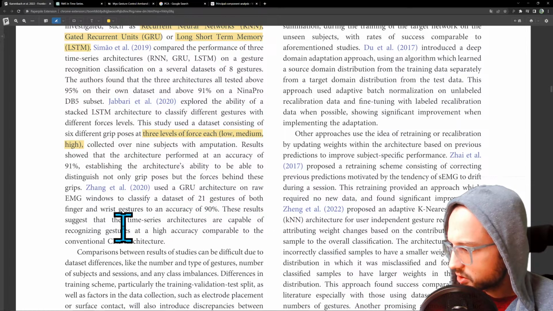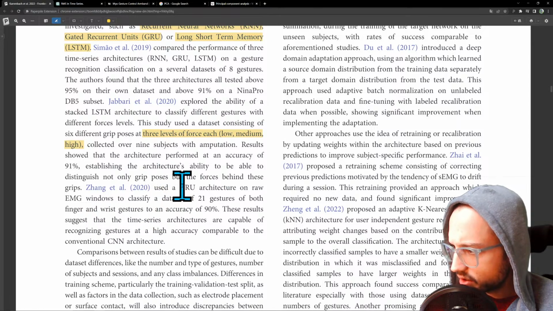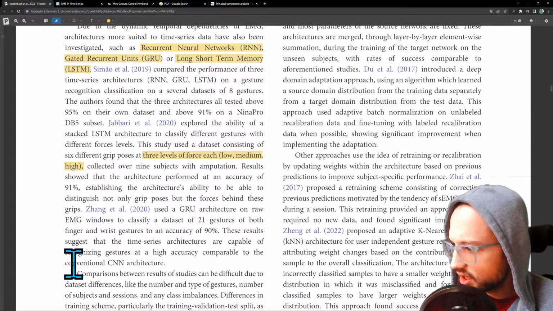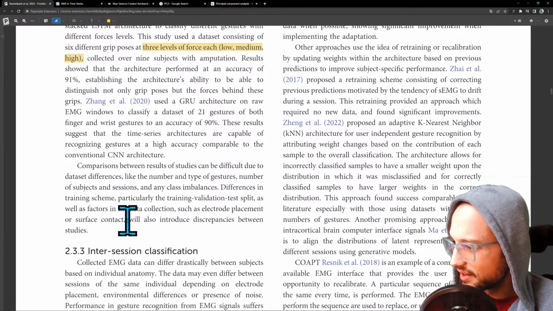Time series architectures are capable of recognizing gestures. Okay, so it seems like they had a better approach with the GRUs and LSTMs than with the CNNs. I just really hope they use a transformer. I hope they don't use an LSTM.